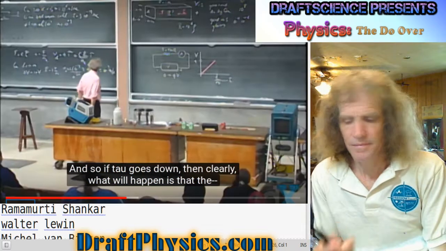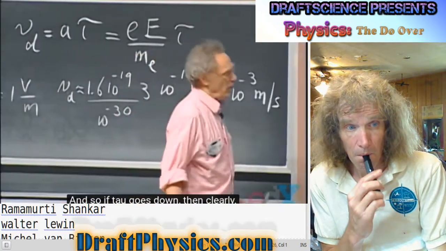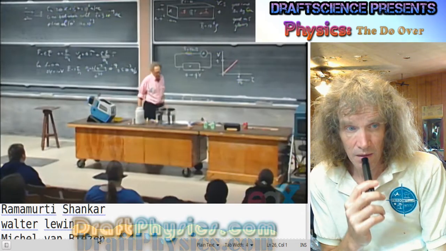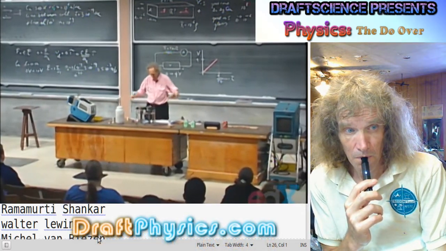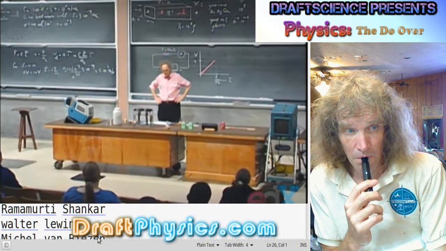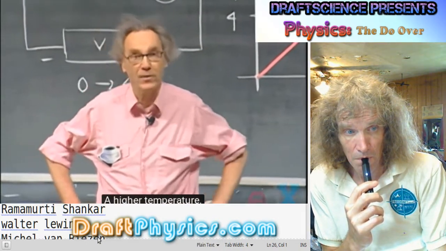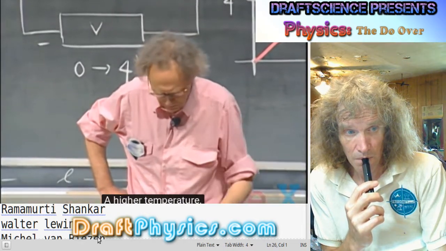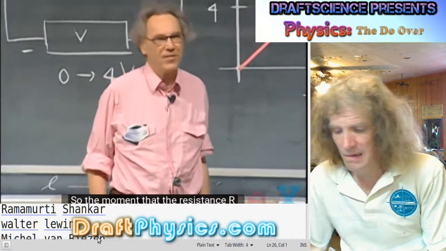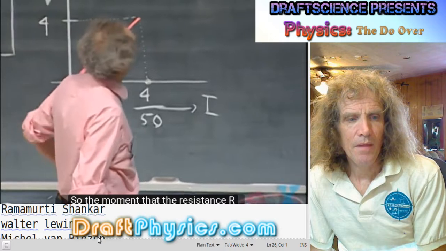If tau goes down, then clearly what will happen is that the conductivity will go down. And that means rho will go up. And so you get more resistance. And so when you heat up the substance, the resistance goes up. Higher temperature, higher resistance.